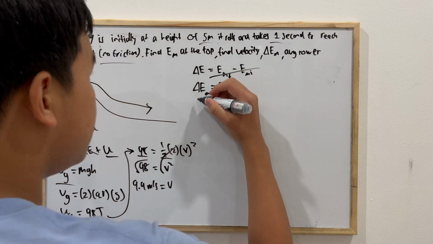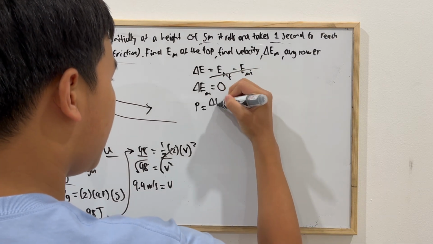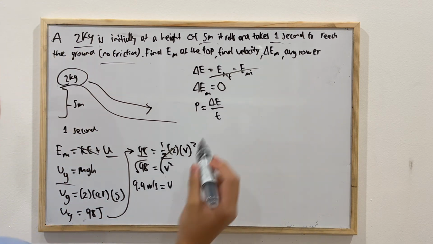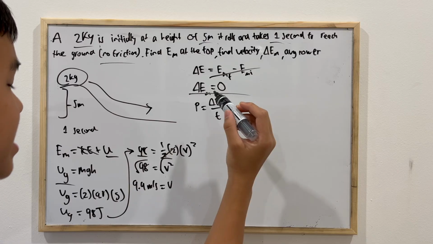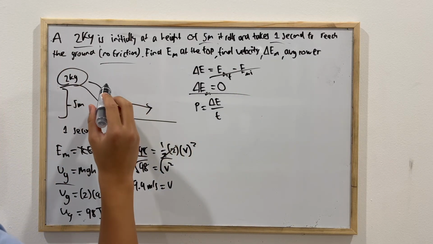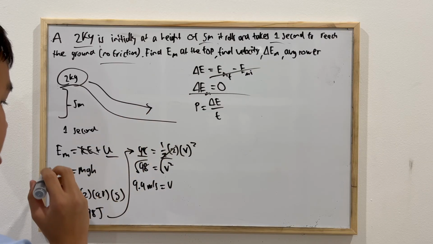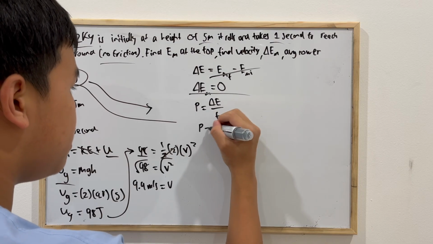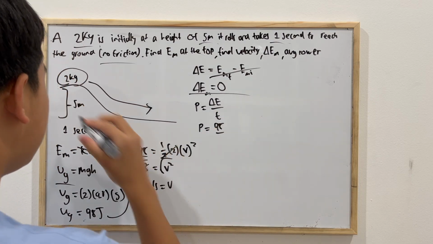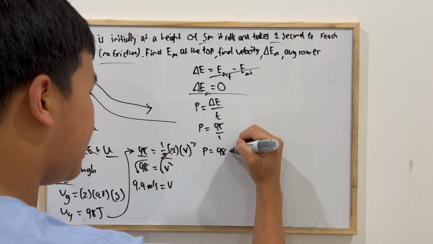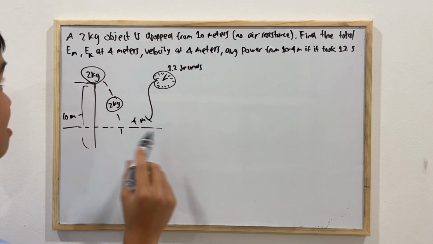Now finally, to find the average power output, we just have to look at the change in energy. Even though the change in mechanical energy is 0, it is still a conversion between potential energy and kinetic energy. So our change in energy would still be 98 and our time is just 1, giving us a final result of 98 watts.